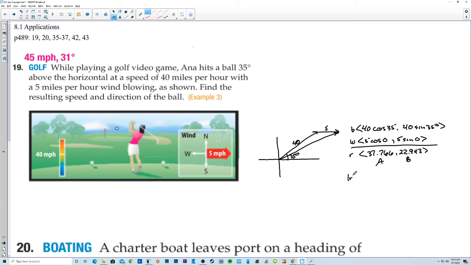So the magnitude of R ends up being the square root of A squared plus B squared. And I got 44.188. And then you can see they're saying that the answer is 45. Then we want the angle. So inverse tangent of B over A, I got to be 31.278. Make sure your calculator is in degrees. And they just said that the answer is 31 degrees.